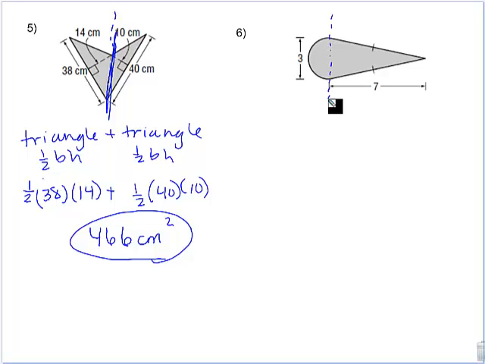So there we can split it up. Why are we splitting? Because we have to find the triangle plus half the circle, 2 separate shapes. Okay, so triangle, we have the formula half base times height. The base here would be 3. The height would be 7. Order doesn't matter, you're just multiplying.